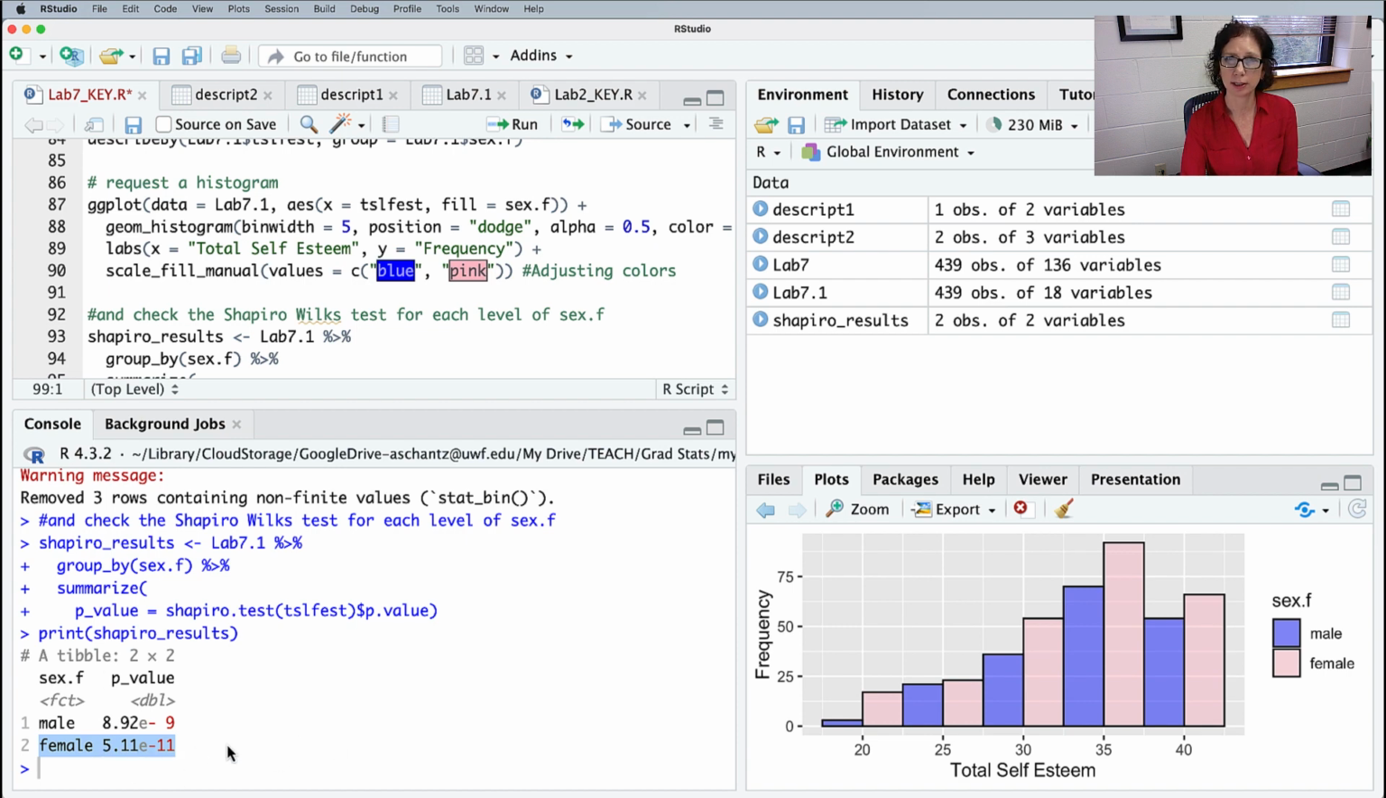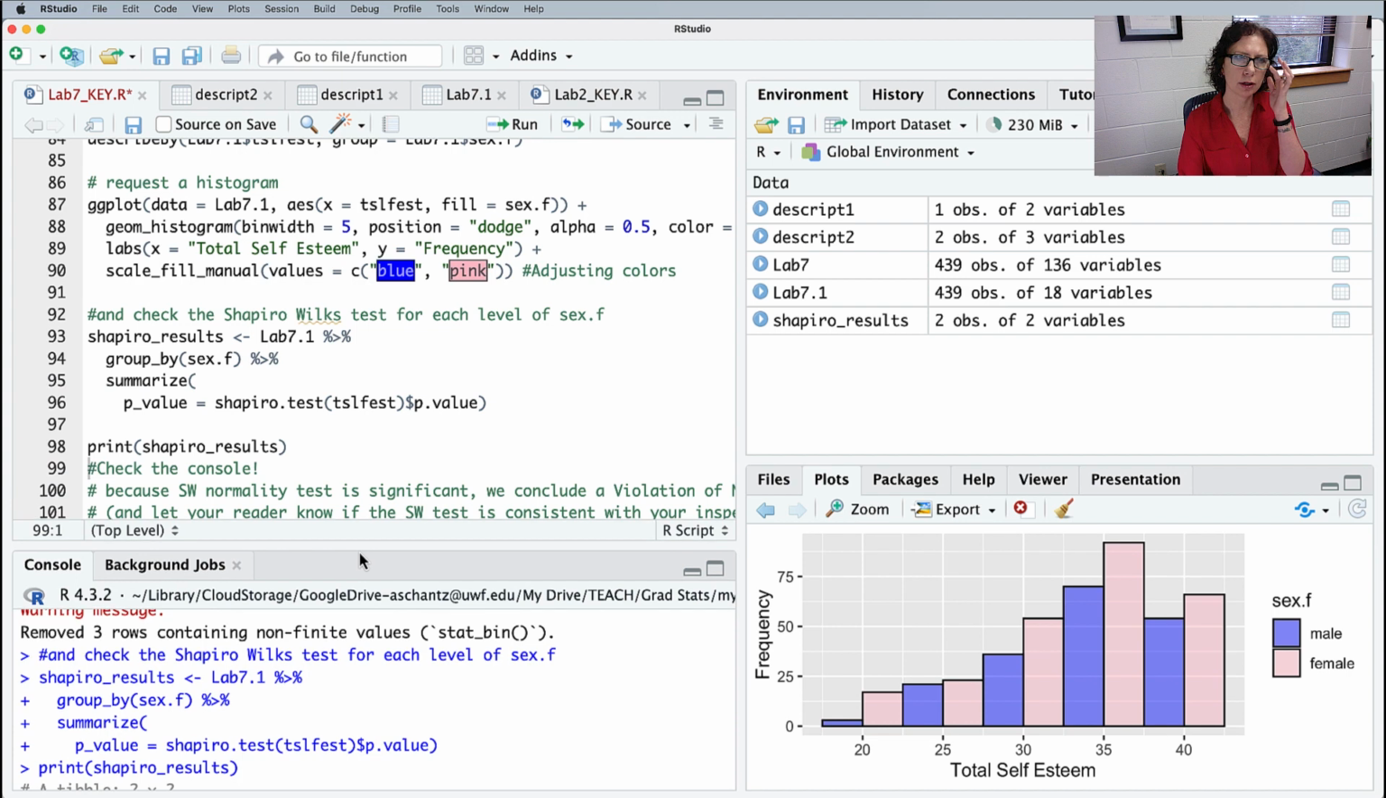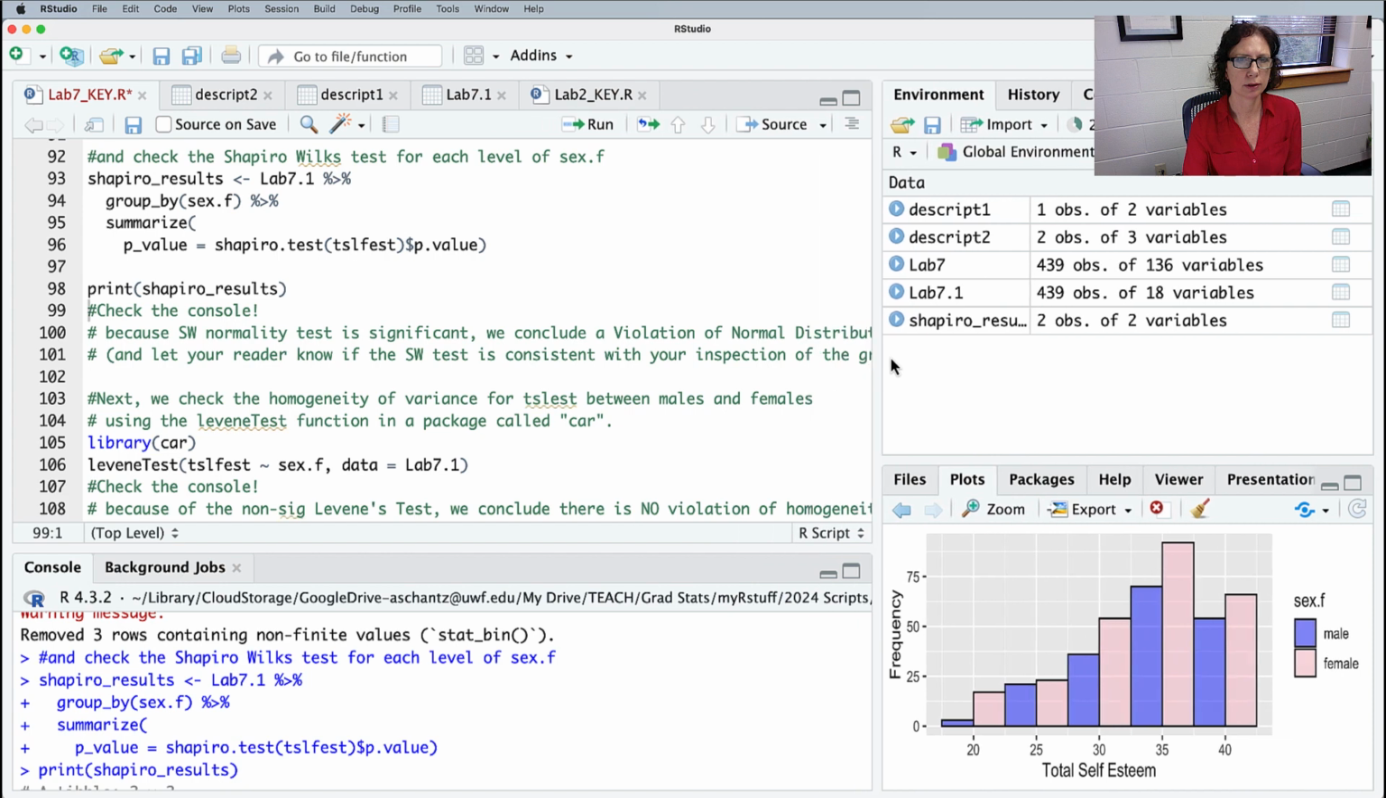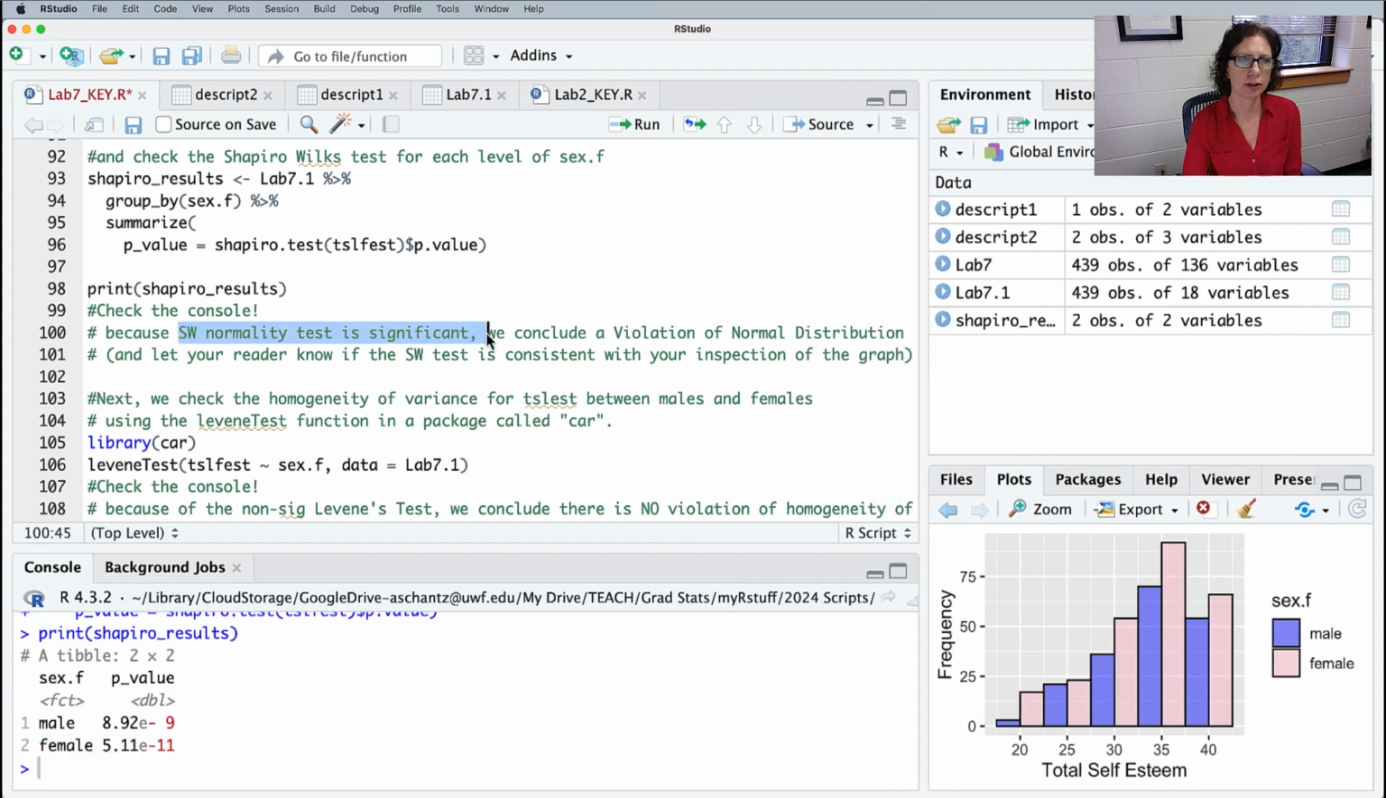So back to our scientific notation, if you see a negative, E negative number, it means it's very, very small. That's how many zeros would go after the decimal point before those numbers. But if you saw a positive, it would mean adding more zeros, a very large number. Okay, so that's our univariate normality for total self-esteem. So we're going to conclude that with a significant Shapiro-Wilks and those histograms, there is a violation of normal distribution. So we'd want to let our reader know that.